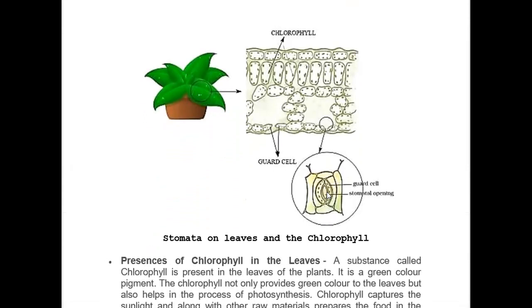So, what you can see is a microscopic picture of stomata. So this is the opening through which exchange of gases takes place. So through stomata, exchange of gases takes place. Through stomata, carbon dioxide goes in and oxygen comes out during the process of photosynthesis. And this tiny hole is guarded by two cells, and the name of those cells are guard cells.